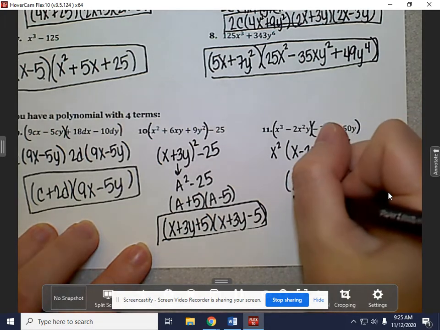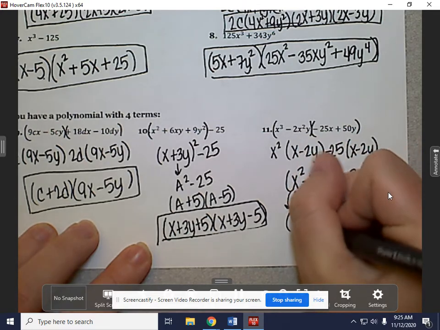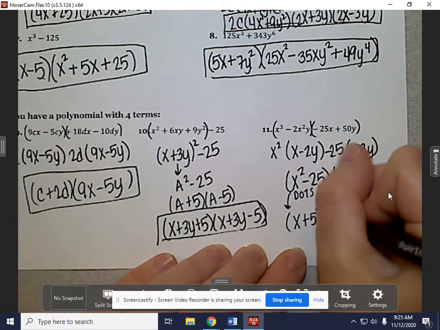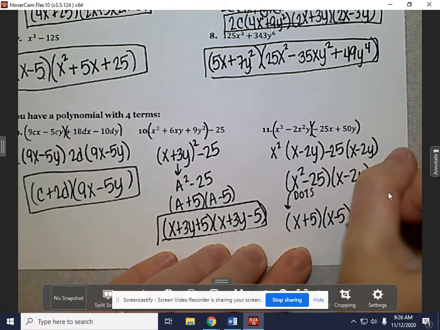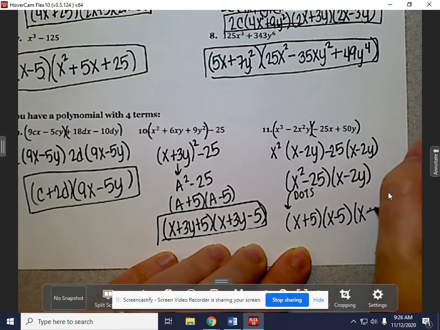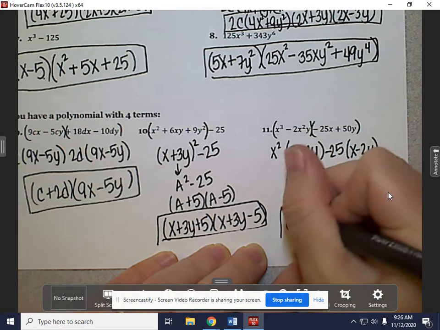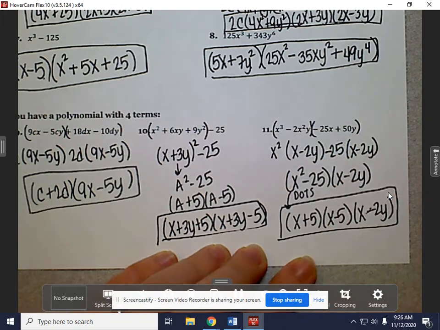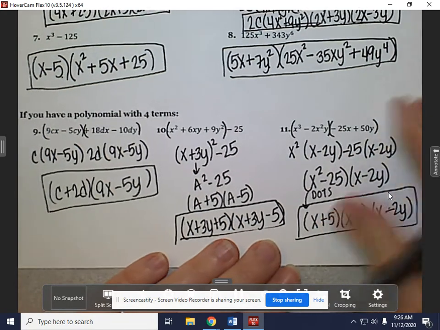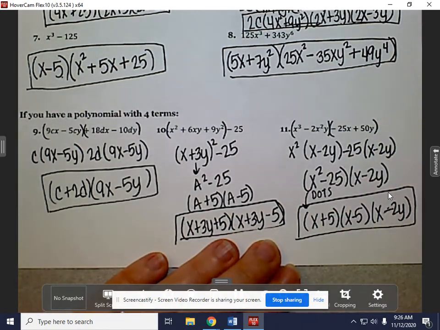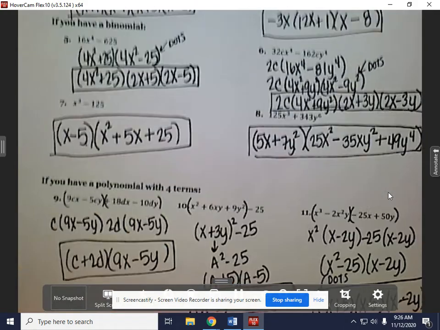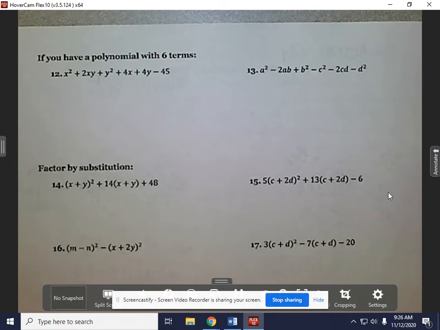Hey, difference of two squares. It pops up all the time. Be on the lookout for it. So that would be x plus 5, x minus 5, x minus 2y. There you go. So grouping, you have 4 terms. You're just doing your best to group it so it makes sense. So it's something that you can factor. So then on the back, because I'm trying to kind of show you all different types of things.